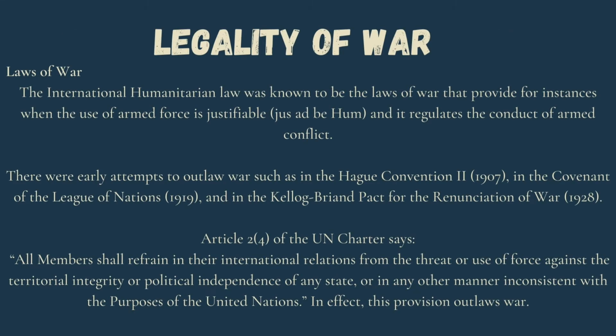The legality of war. There were early attempts to outlaw war, such as the Hague Convention II, 1907, the Covenant of the League of Nations, 1919, and the Kellogg-Briand Pact for the Renunciation of War, 1928. Article 2.4 of the United Nations Charter says, all members shall refrain in their international relations from the threat or use of force against the territorial integrity or political independence of any state, or in any other manner inconsistent with the purposes of the United Nations. In effect, this provision outlaws war.